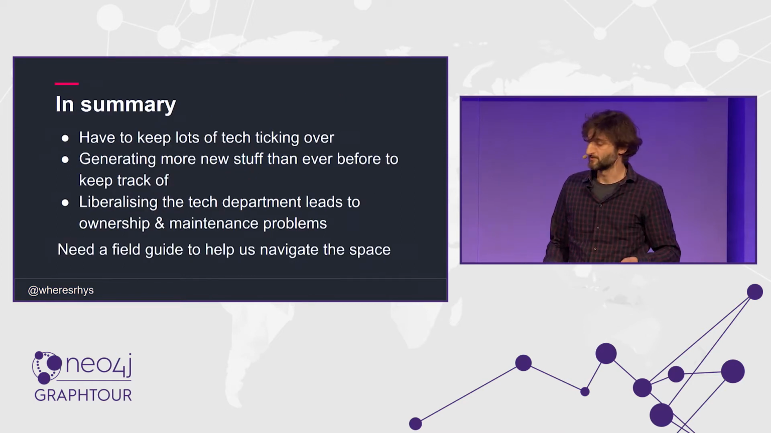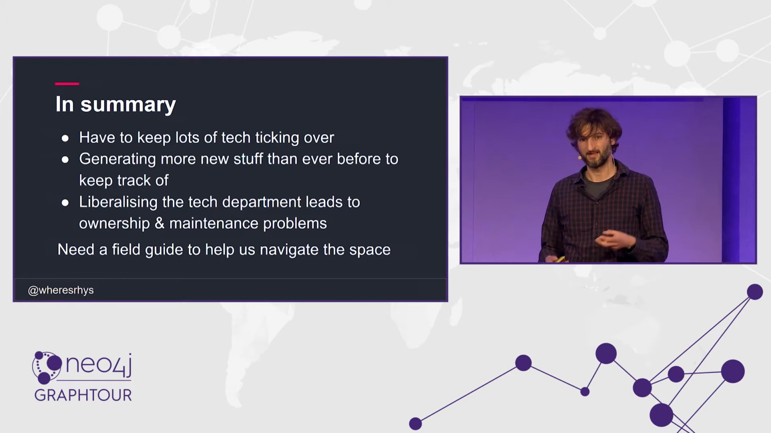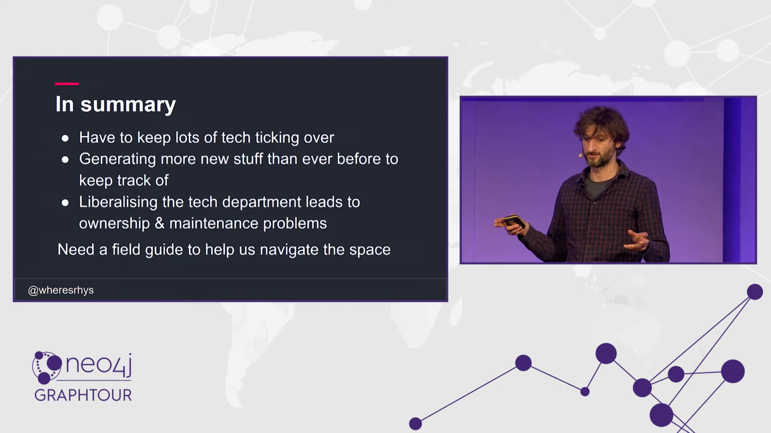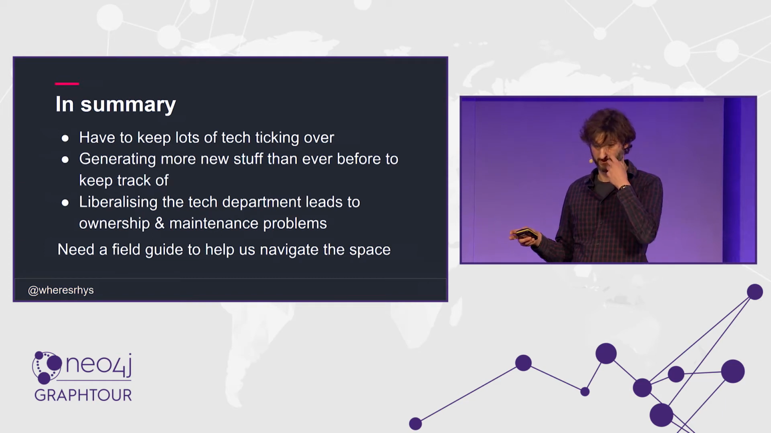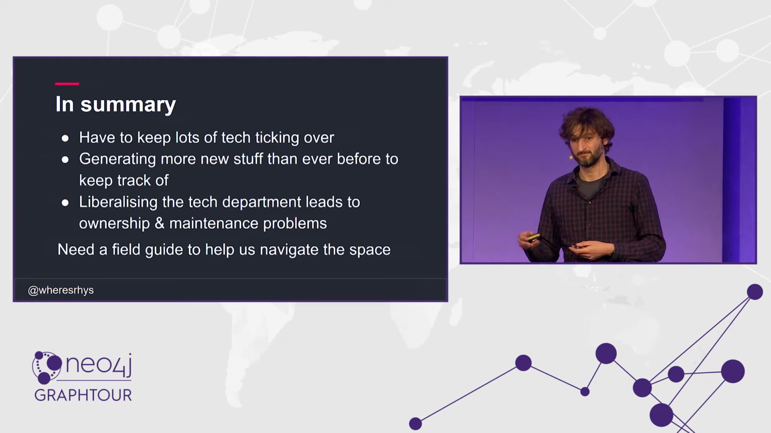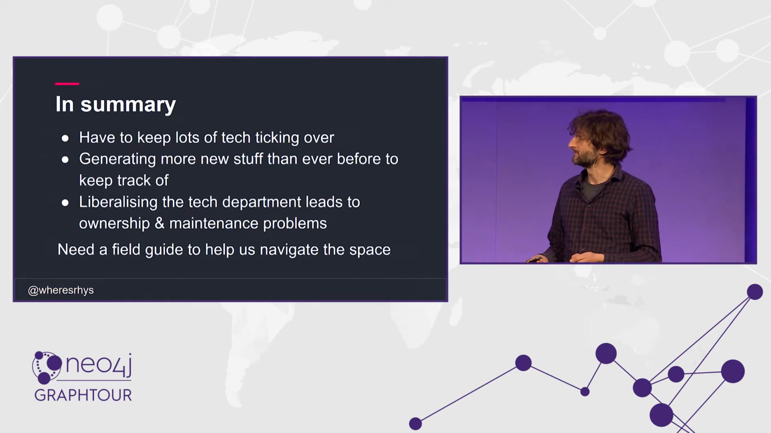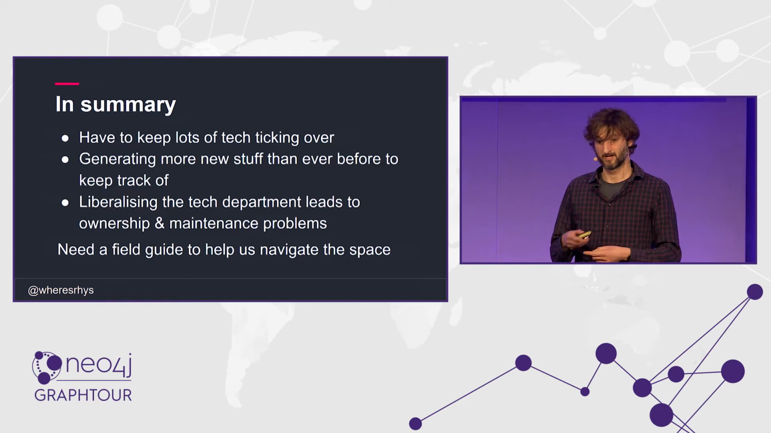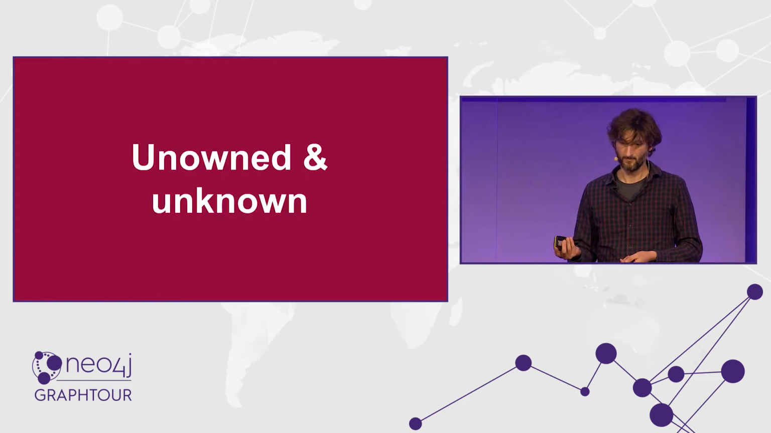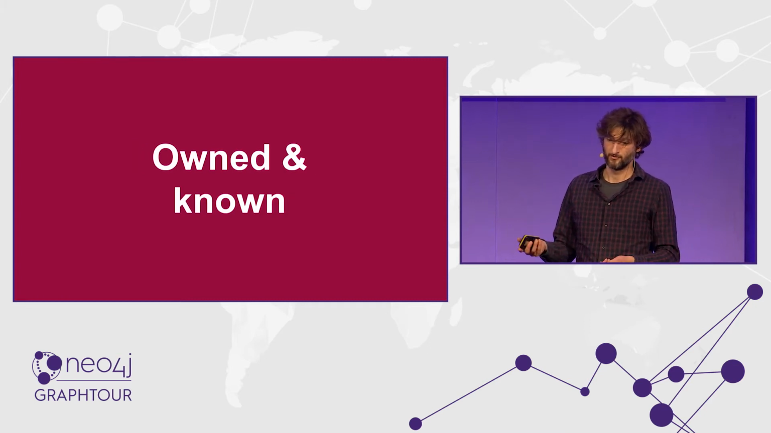So to summarize all that, at the FT, we have to keep a lot of things running, and that's really increased over the last few years. And because of our liberalized tech decisions, the variety of stuff has increased as well. I think most companies can recognize at least some of that. And the reason we need a field guide is to help us find our way around that space. So we need to go from things being unowned and unknown to owned and known.